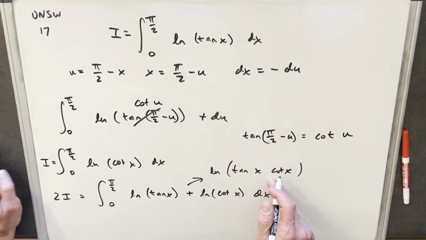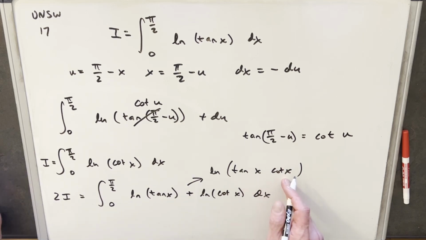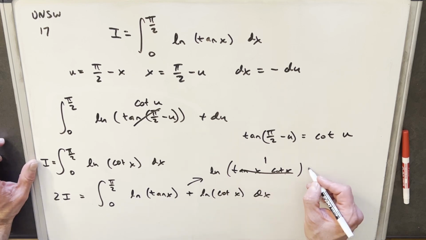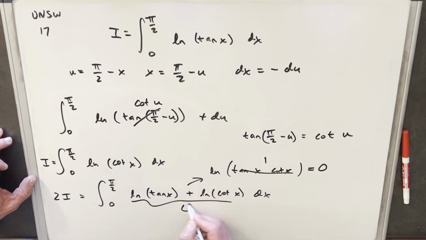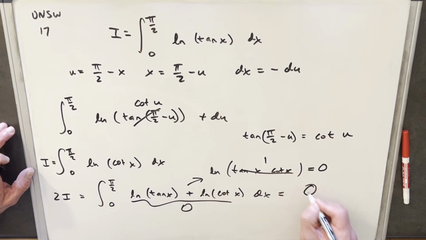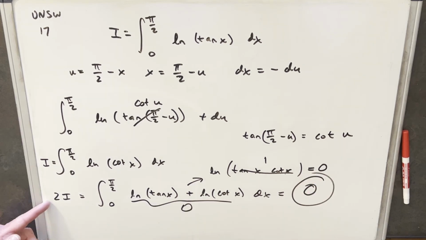But this thing here is really nice because tangent times cotangent is just 1. The natural log of 1 is equal to 0. So what we're saying is we're just integrating 0, and that of course is 0. You could divide by 2 here, right? Because it's 2 copies of the integral, but 0 divided by 2 is still 0.